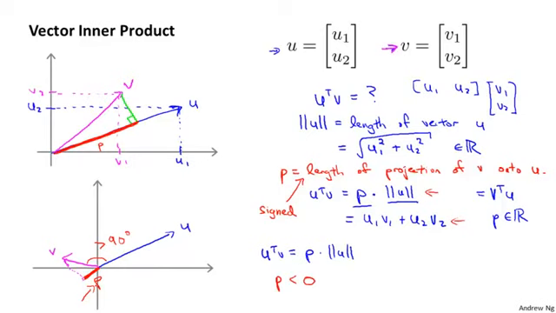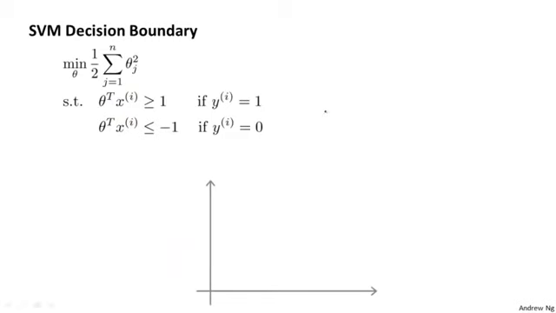We're going to use these properties of the vector inner product to try to understand the support vector machine optimization objective a little better. Here's the optimization objective for the support vector machine that we worked out earlier. Just for the purpose of this slide, I'm going to make one simplification to make the objective easy to analyze: I'm going to ignore the intercept term, setting theta 0 equal to 0. To make things easy to plot, I'm also going to set n, the number of features, to be equal to 2. So we have only 2 features, x1 and x2.